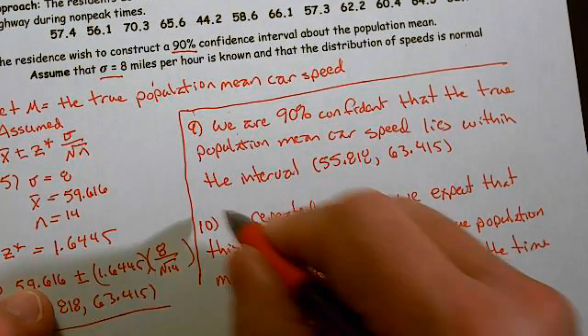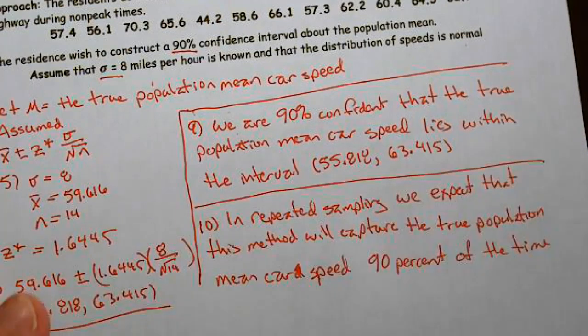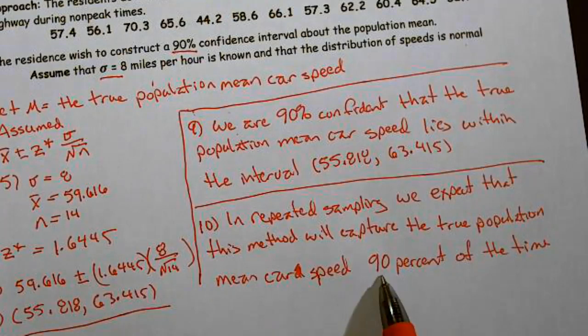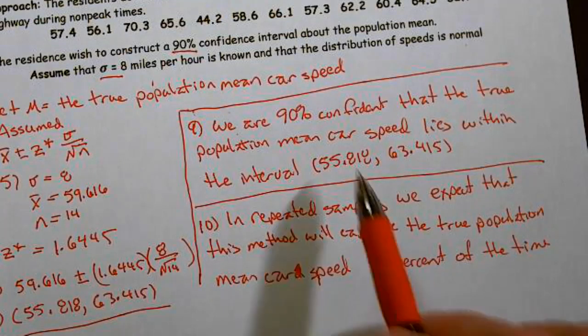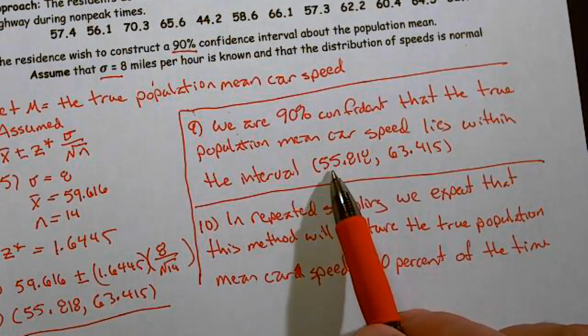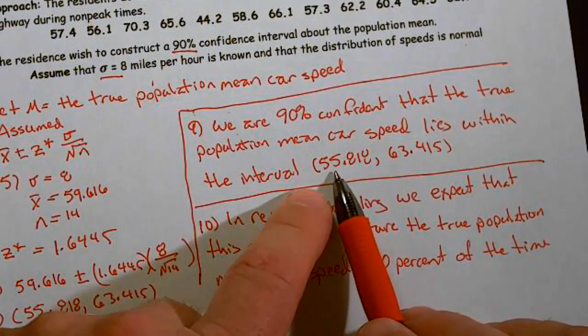And I like to call number 10 our brag. I like to call it our brag because it's like, hey, if we did this over and over again, it's going to be successful 90% of the time. So we're claiming that we're going to be successful 90% of the time. If we've done a 95% confidence, be confident 95% of the time. This also means even though we're confident that it works 90% of the time, there's about 10% of the time we're not confident.